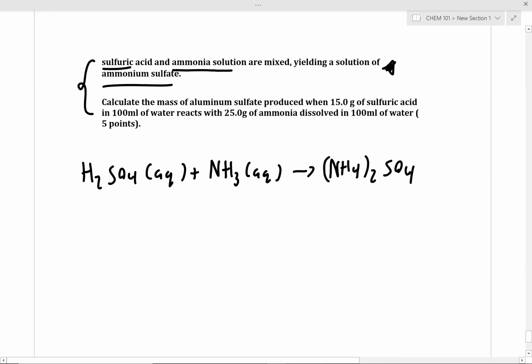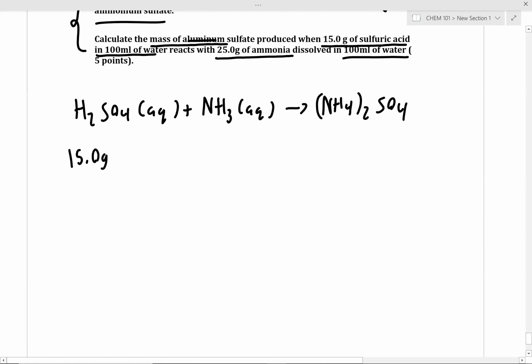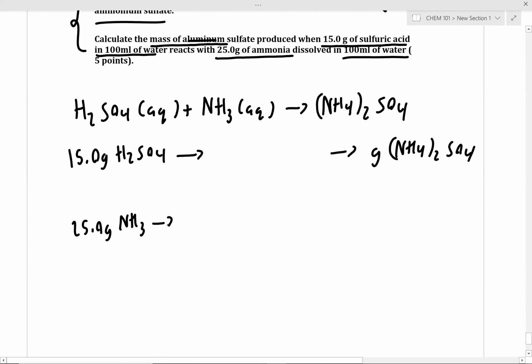(NH4)2SO4. So you're asked to calculate the mass of ammonium sulfate produced when 15 grams of sulfuric acid in 100 mL of water react with 25 grams of ammonia dissolved in 100 mL of water. Does the volume of water matter at all? Is water participating in the reaction at all? No. So what we're going to do is we know we have 15.0 grams of sulfuric acid, and we're going to convert these grams of sulfuric acid to the grams of ammonium sulfate. We're also going to convert our 25.0 grams of ammonia into grams of ammonium sulfate.